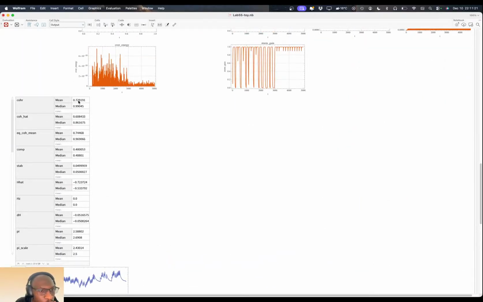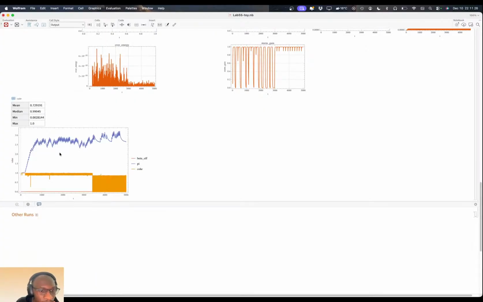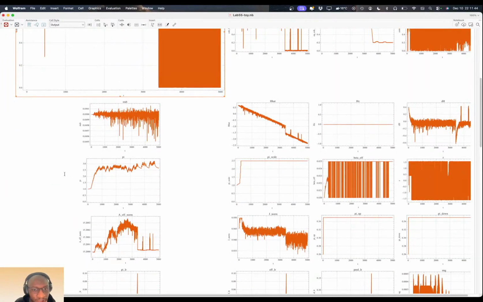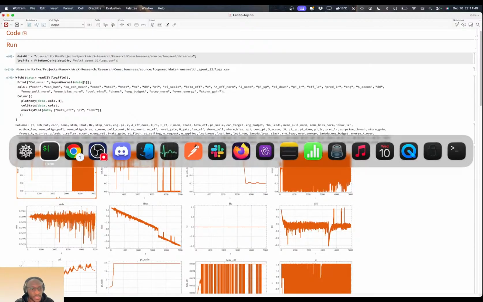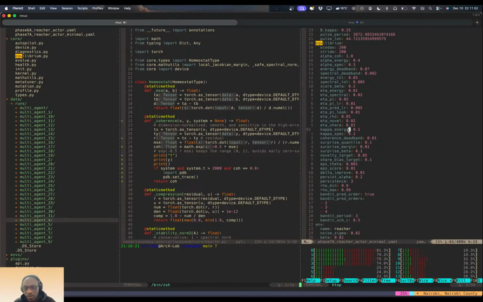Coherence is 72. That's good. The mean is 72. And then the median, the minimum value is 0.03. Okay, it's still learning, but it doesn't break down anyway, so we can try another thing, because prediction is the one that has problems. Let's change the prediction learning rate here as well.